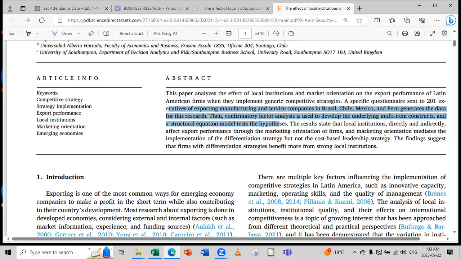I want to show you something. He also, look at the last line: the findings suggest that firms with differentiation strategies benefit from strong local institutions. He wrote the findings. That means this abstract is done after the thesis is finished. It is the last thing to be done, but it's the first thing after the title. You guys got me? Yes. We put it because it includes the findings. Findings means what you came to, the results.